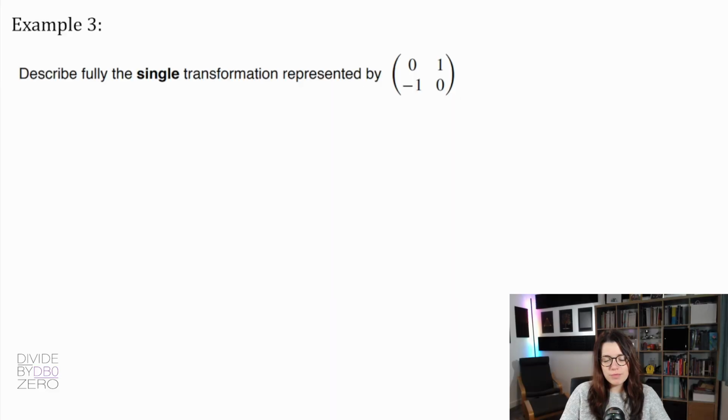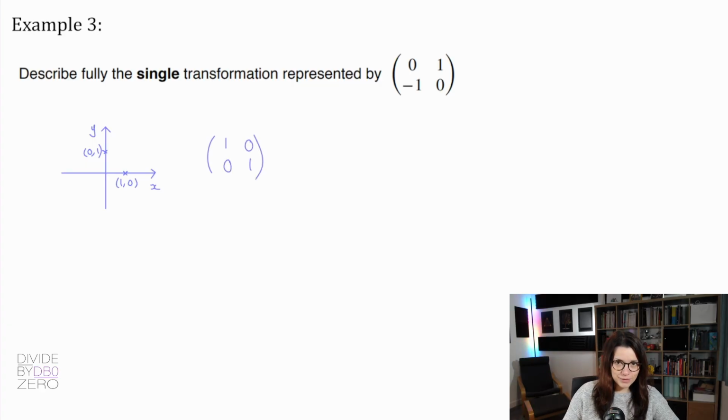Example 3. Describe fully the single transformation represented by this matrix. There are different ways of doing this. My preferred way is to think about what would happen to two specific points under this matrix transformation. Those two specific points are (1, 0) and (0, 1). So I always draw a sketch and then think about what would happen under this matrix transformation, starting with the matrix (1, 0; 0, 1) to represent those two points.